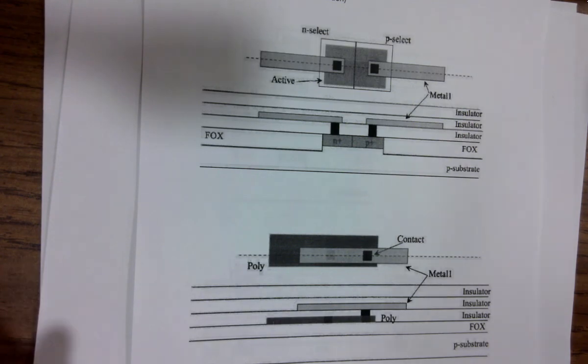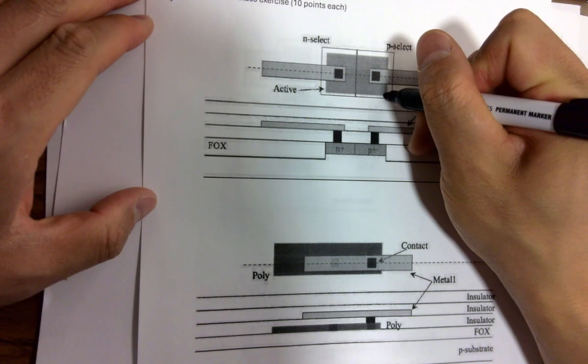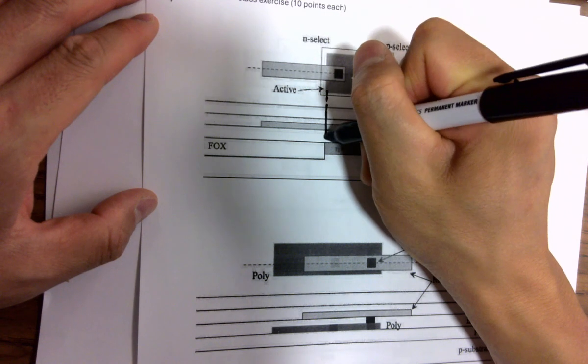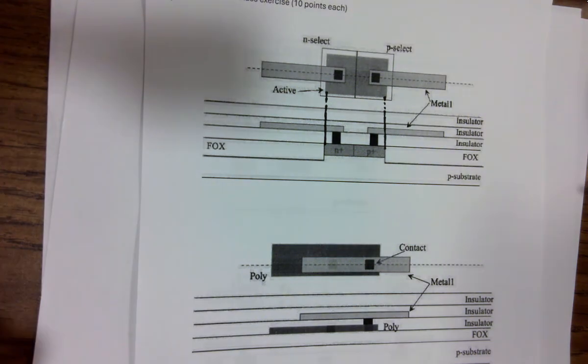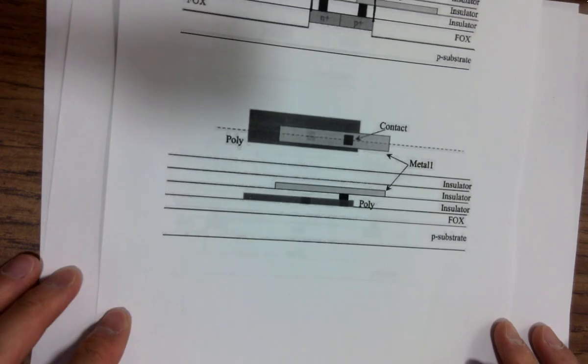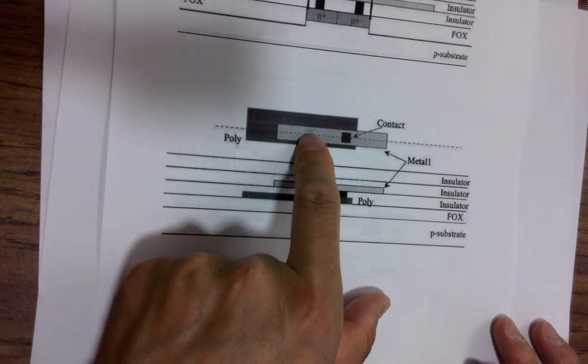When you are drawing this cross-sectional view, make sure this is accurate. The active layer is right here. Align to the active layer, not the select layer, not the n-select or p-select. This one, ignore the via here. It's a ghost via, it's nothing.